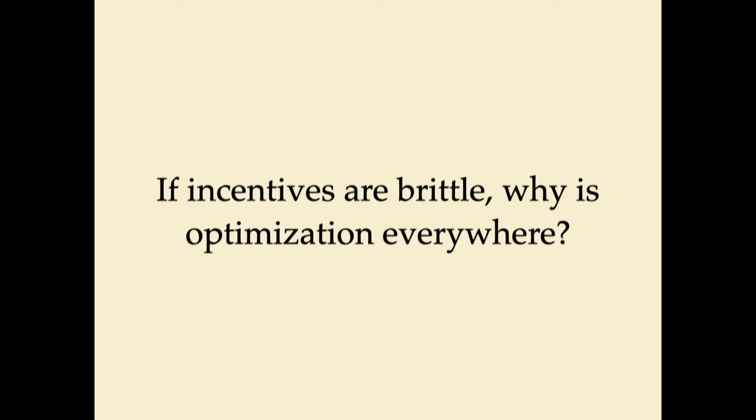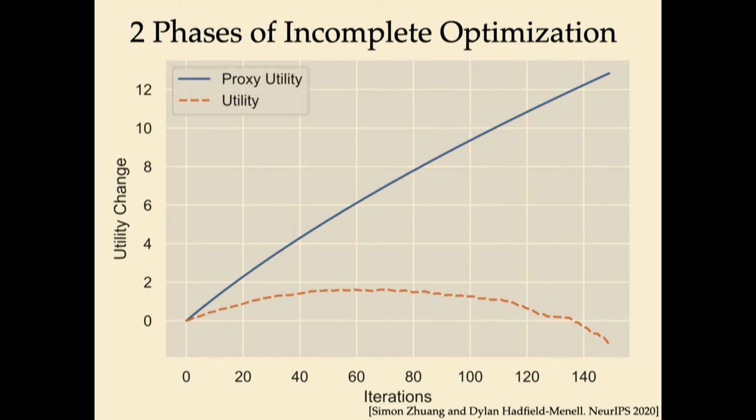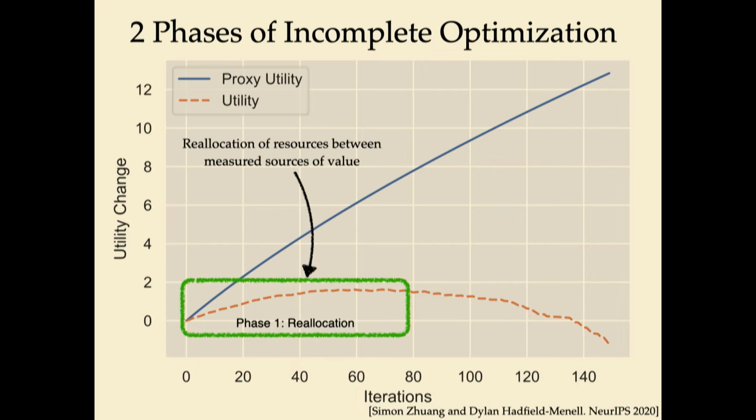And the answer is that optimization works really well until it doesn't, right? This initial phase where reward is going up is often really valuable. What happens is you have this two-phase property where initially you're paying attention to the things that you're measuring much more, and you're reallocating resources between the things that you've taken time to measure.